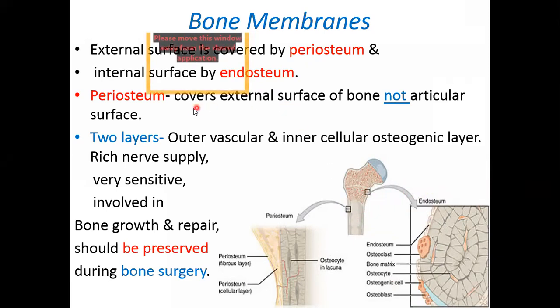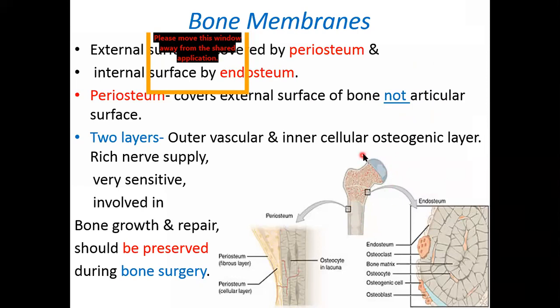So the periosteum covers the external surface of the bone, and it does not cover the articular surface. I think this point you always have confusion about. It is related to the joint, so I will show you what it means. You see, this is the articular surface. Articular surface means it's going to form a joint. For example, this is the femur. The head of the femur will articulate with the acetabulum.